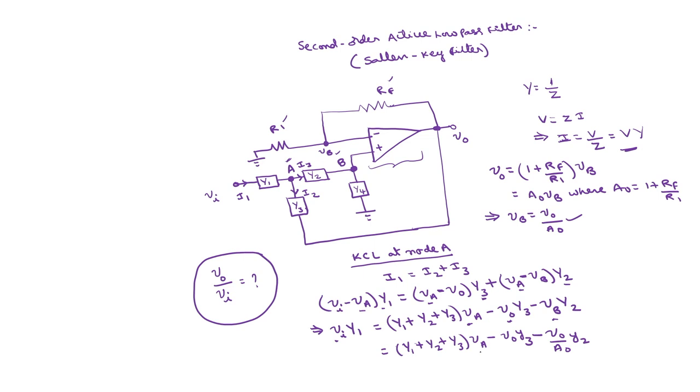Now, the only thing is how to express this VA in terms of V naught or VI. I will call this expression 1. Now, I have to replace VA by either V naught or VI. For that I will take the KCL at node B.